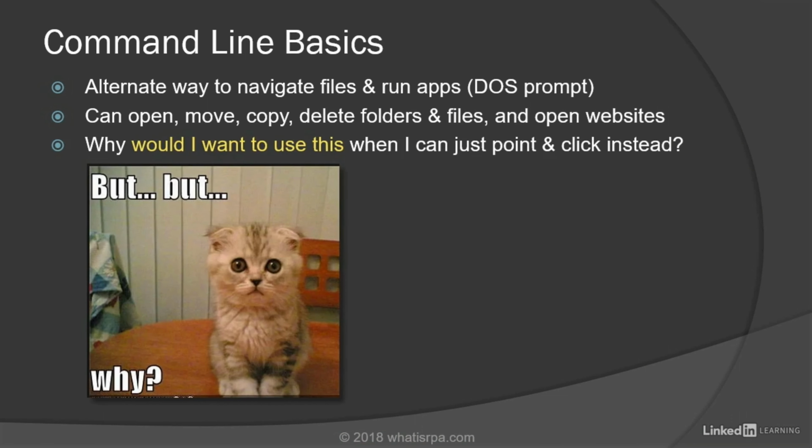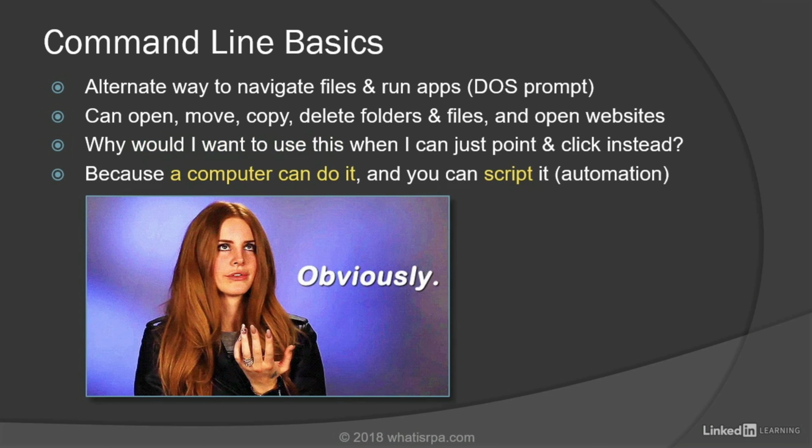Of course, the first thing I can hear you asking is, why would I want to do this when I can just point and click instead? Well, it's because a computer can do it, and what that means is you can script it, and that ultimately means automation. Now, I'm lying to you a little bit here because using the command prompt is not the only way to automate this stuff anymore. The command prompt has always been the go-to method for scripting and automating basic tasks, but with the advent of these new RPA tools, we don't necessarily have to use the command line as much. But knowing how to use the command line can certainly help you create small enhancements to your manual workflow. And we'll have a demo of that in a couple minutes.